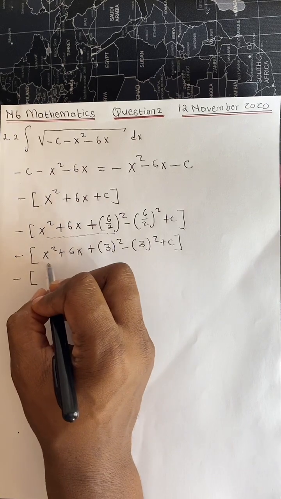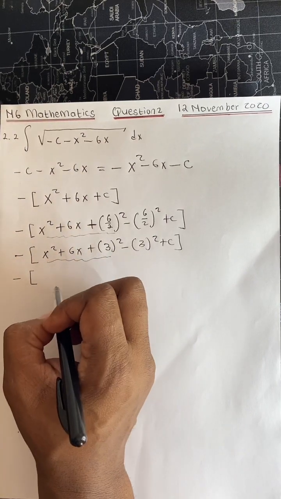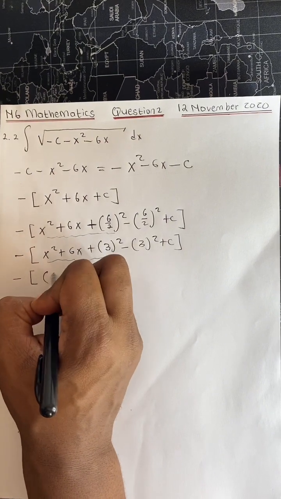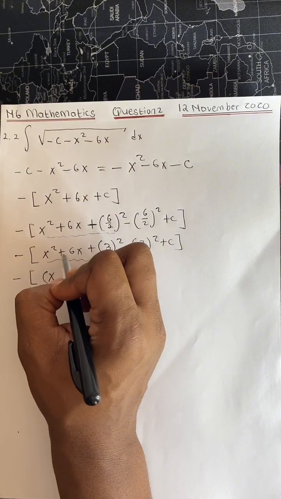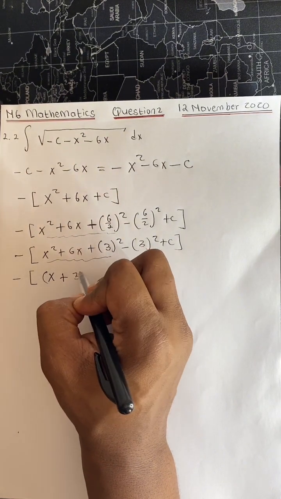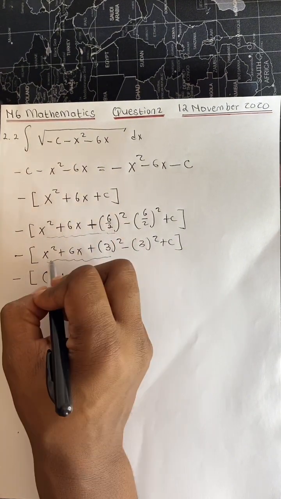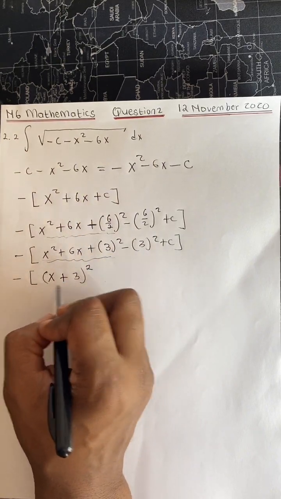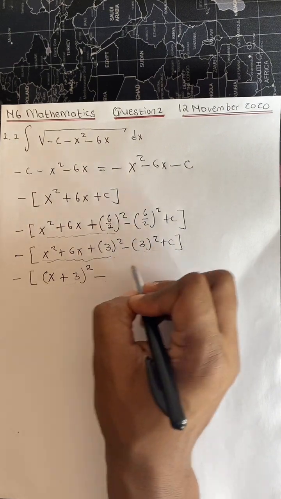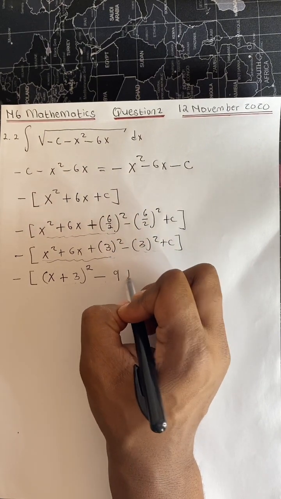And from here we factorize this part, and the factorization always goes like this. So we take this one of the x here, we put it here, the sign that is here, we put it here, and we take one of the 3's and we square the whole thing. So this, if you were to expand this part, you will find that this is equals to that. So we'll be left with the negative 3 squared, which is 9, plus c.